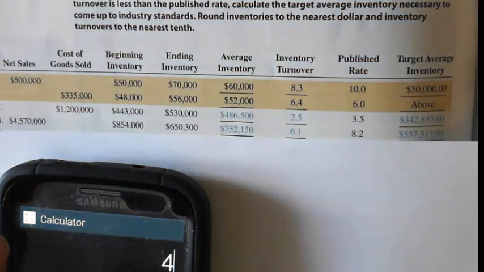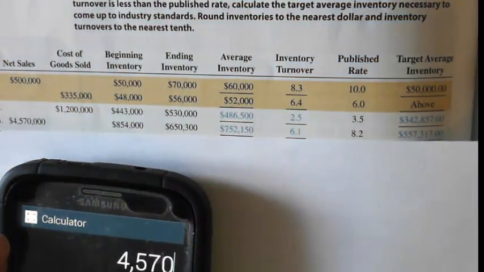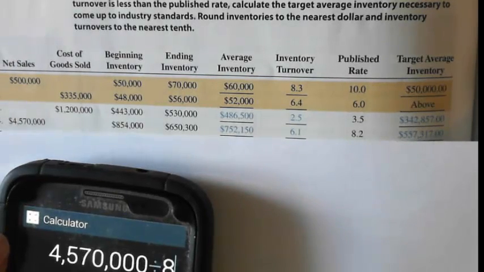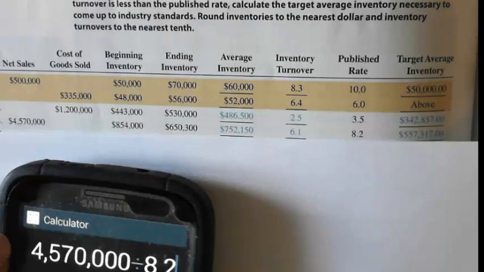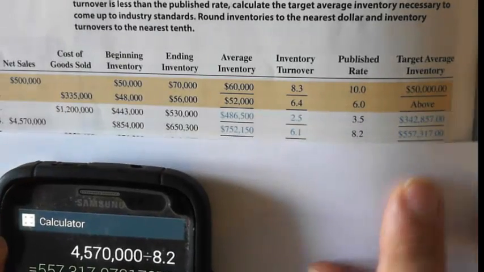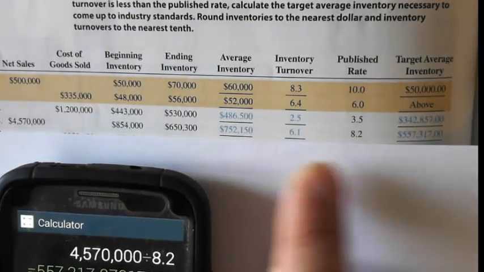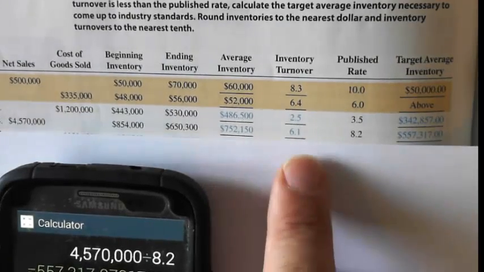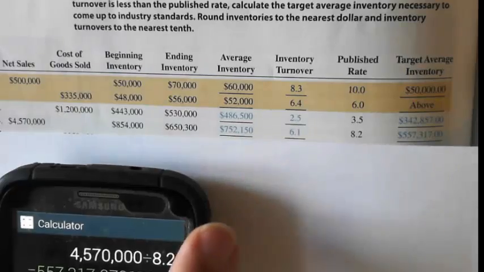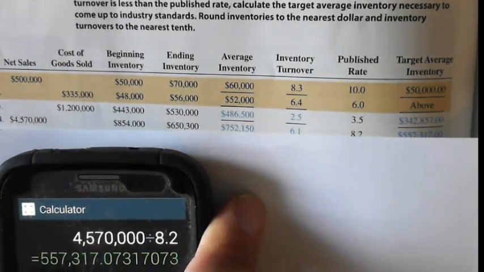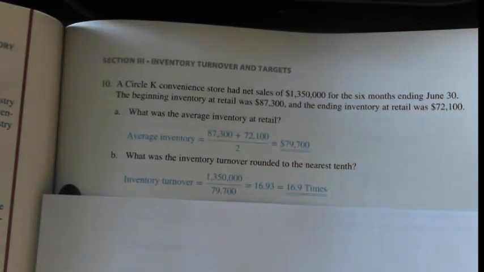So we go right back to here. 8.2. That's how they're getting these numbers. Okay, so it's pretty straightforward. Get average inventory. And then simply divide by either your net sales or your cost of goods sold, depending on what you're working with. So let's look at number 10 here. Your number 9 is going to look very similar to this.